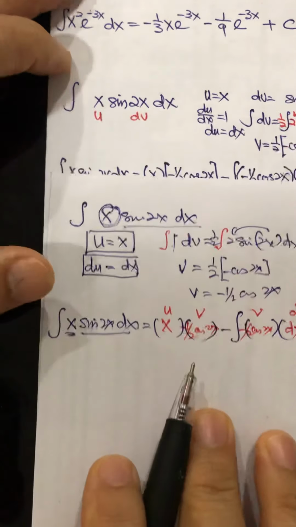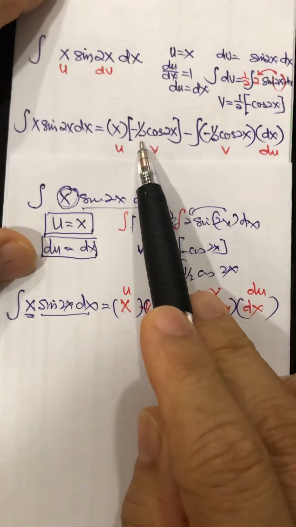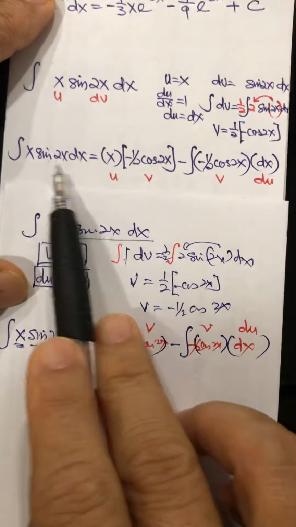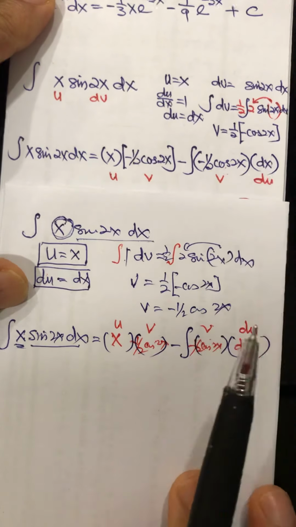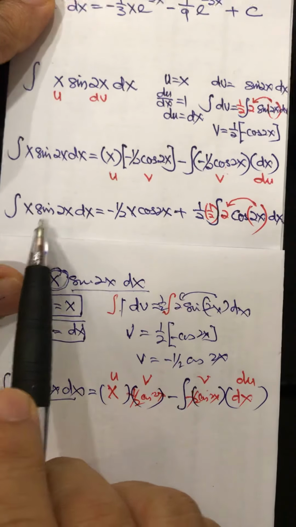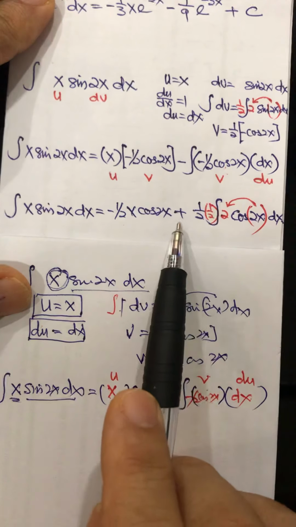Okay, that's why you come to this. You come to here. Then you will come to here. Is it exactly the same? So we refer here. After that, this one I simply take out. This one I take out the half, become plus.